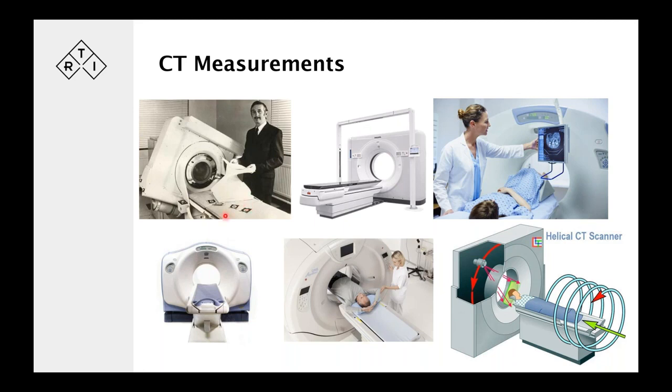But then with improving detectors and also improving computing power, we could move into a helical scan. So with a spiral scan, moving the couch through the gantry while scanning, you'd get a helical CT image. So that's where we have most scanners today performing helical scans in normal patient modes.